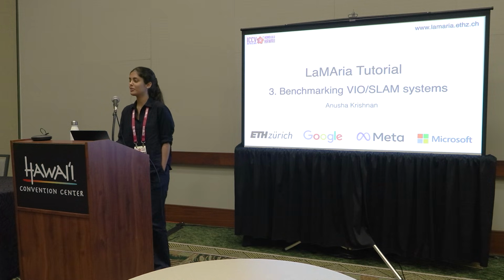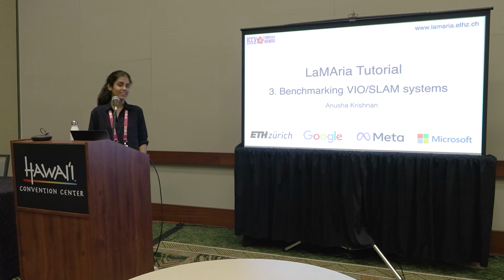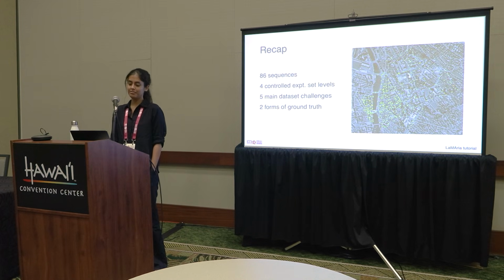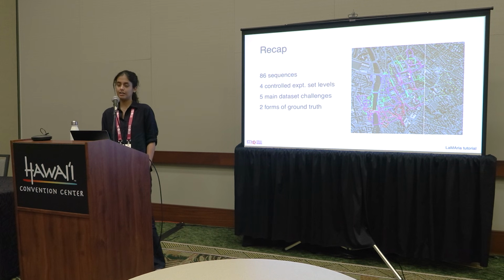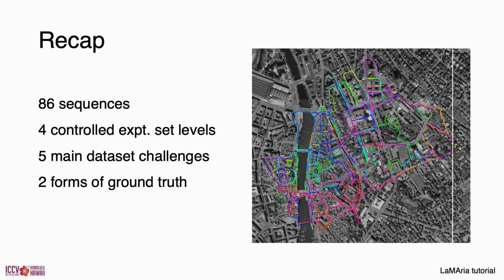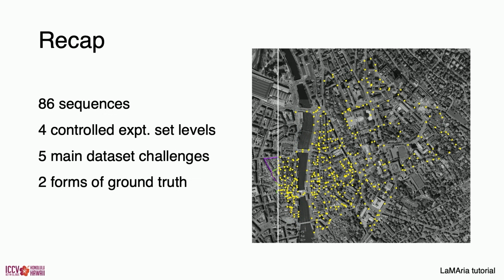Hello, everyone. I'm going to be continuing from this series of great talks and completing with our evaluation results. And I'll quickly start with a recap of everything that was covered regarding the introduction to the dataset. As mentioned earlier, we have a pretty large set of sequences, 86 to be precise, and they're split into two, let's say, sequence sets. The first one being the controlled experimental set, and the second being the main dataset. And in this dataset, we have two forms of ground truth. I'm going to recap this. This was already covered by Shaohui.